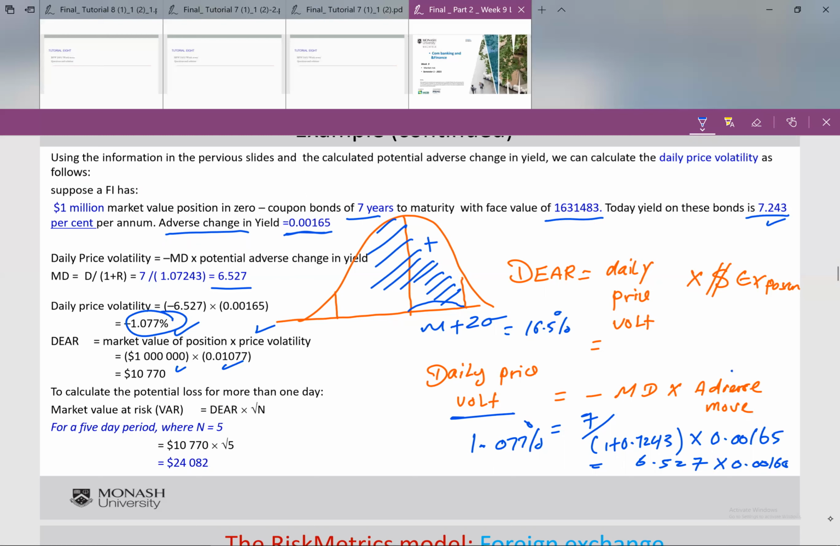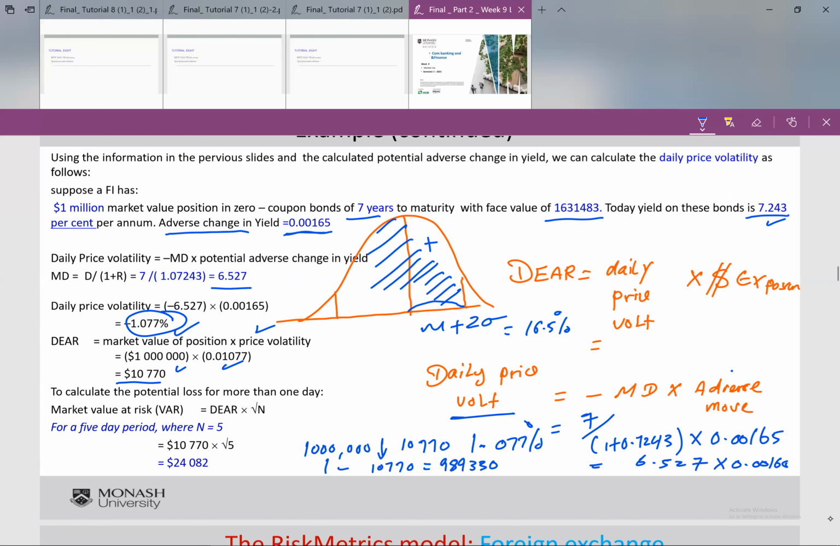Now I just multiply it by the position. So I multiply the position by this one and I get 10,770, which means this 1 million ringgit, my investment, in one day can go down by 10,770. So you are talking now about the rest, which is your investment, which in one day can drop to 989,330. If you take 1 million minus 10,770, I think there'll be 989,330. This is your risk.